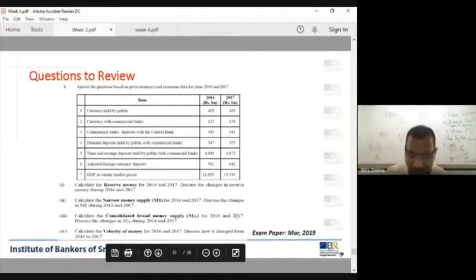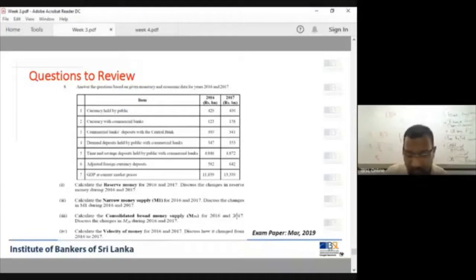So broad money I gave you for 2017, 6,306 divided by 938. So which comes to around 6.7, I guess, right? If you divide those two, that's the money multiplier for 2017. Similar way, you can do the money multiplier calculation for 2016.